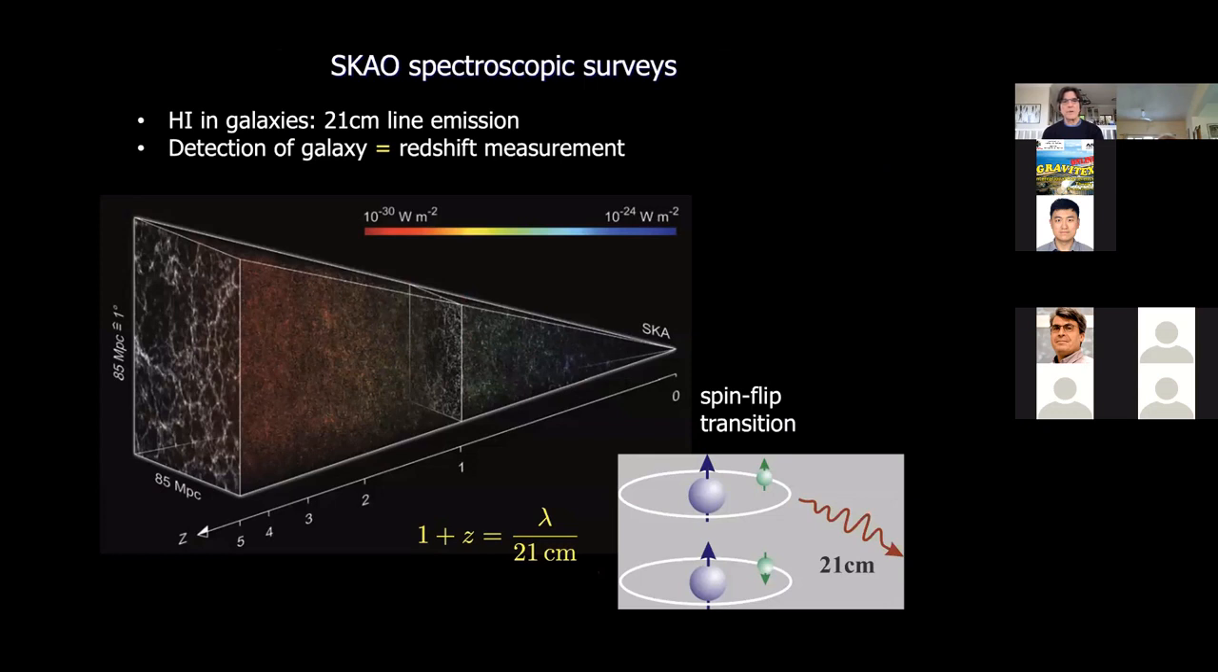And in principle, when you detect a galaxy through the 21 centimeter emission line, you immediately have its redshift. So unlike in an optical survey where you do imaging and then follow up spectroscopy, with HI spectroscopy, you have detection and spectroscopic measurement simultaneously. And the redshifts are extremely accurate, probably the most accurate redshifts available in the next generation. This 21 centimeter line comes from a spin flip transition in the hydrogen atom, emitting a 21 centimeter wavelength photon in the rest frame.